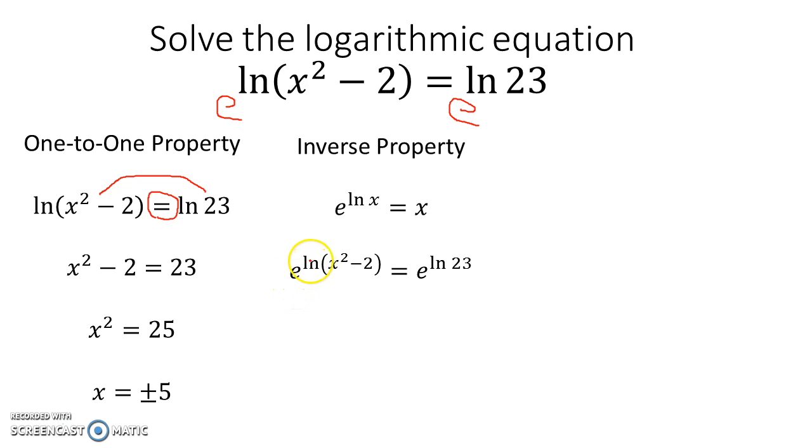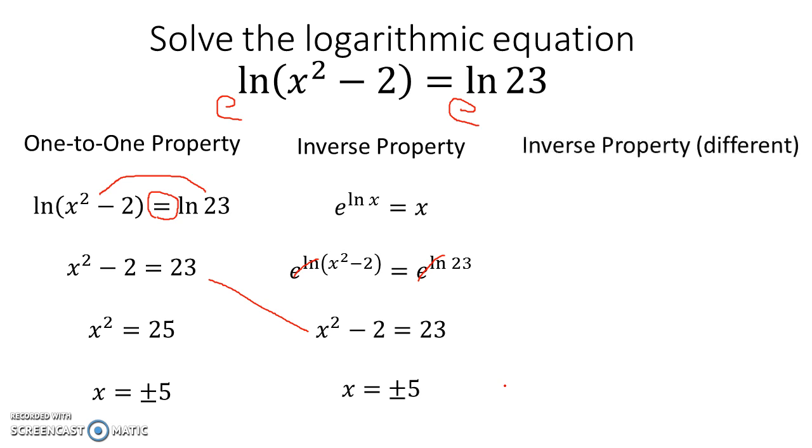Now, since e raised to this leaves me with just what was up there, that means this is going to cancel out and leave me an x squared minus 2. This is going to cancel out. I'll just show that I'm canceling them and leave me a 23. Which at this point you'll notice gets me the exact same thing as what I ended up with there. So I would add 2, I would take my square root, and once again I get x equals plus or minus 5. Like I said, I'm going to get the same result, just going about it a different way.